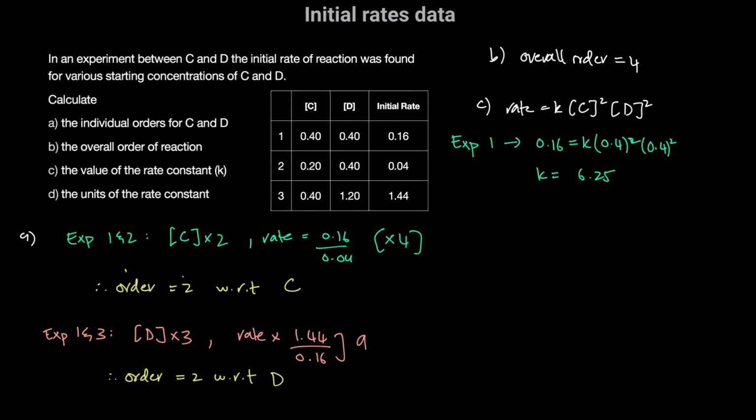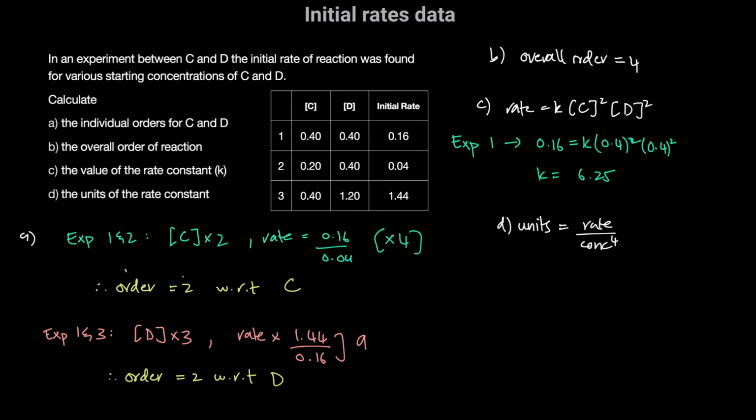Now we want to find the units of k. For the units of k over here, we can say that the units are equal to rate divided by concentration to the power of 4. Rate divided by concentration squared times concentration squared. So we have rate divided by concentration to the power of 4. Again, the units for the rate constant will be rate divided by concentration to the power of the overall order. Here the overall order is equal to 4.